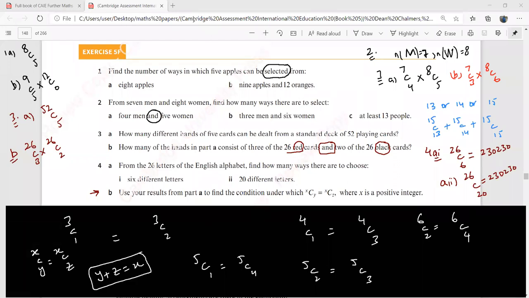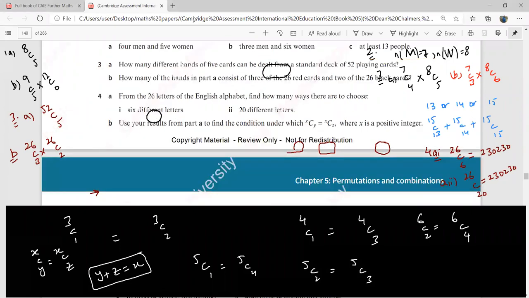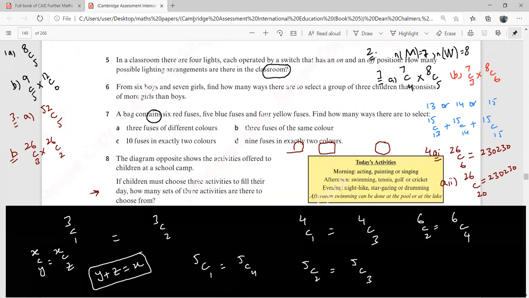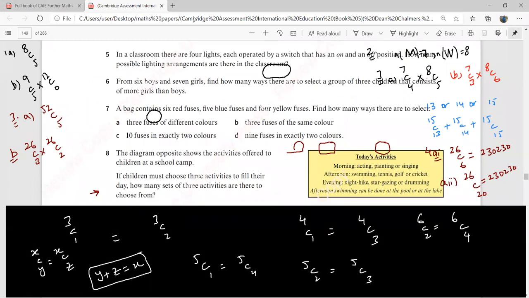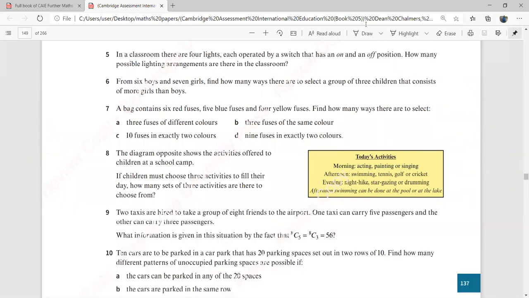Okay. Now, from this, we move on to the other side of this. You must try up to this. Though we can do all these questions, you should at least try 5, 6, and 7. Yes. 5th question. In a classroom, there are 4 lights, each operated by a switch that has an on and an off position. How many possible lighting arrangements are there in the classroom?